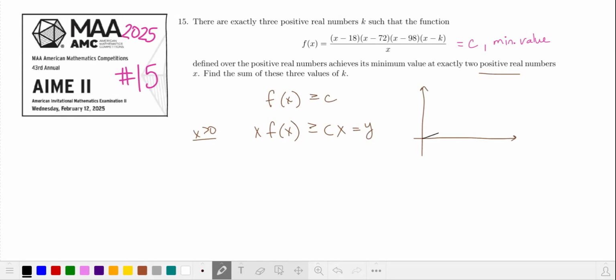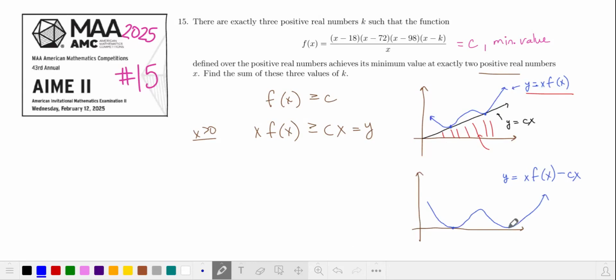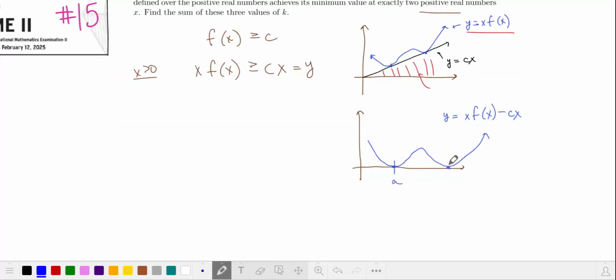It's going to be a line that passes through the origin. And somewhere here, where x is positive, we're going to have this polynomial that's tangent to this line at 2 points. Let's subtract c times x from our polynomial. When we do that and graph, we'll have another polynomial that's tangent to the x-axis at 2 points. We'll call those points a and b.